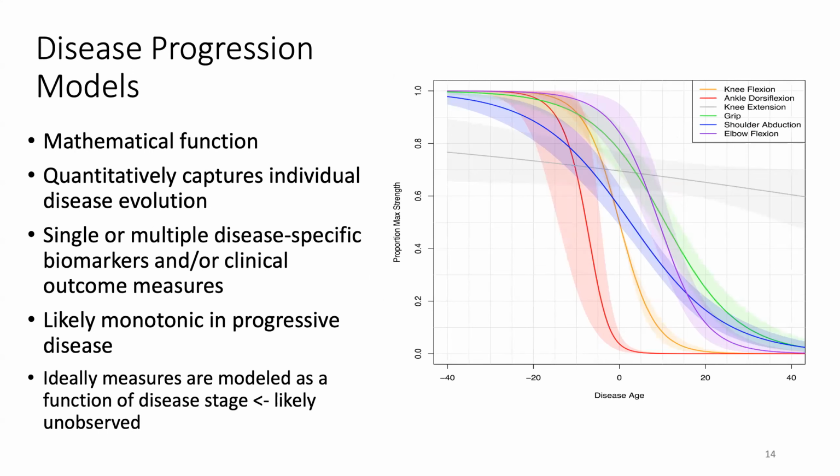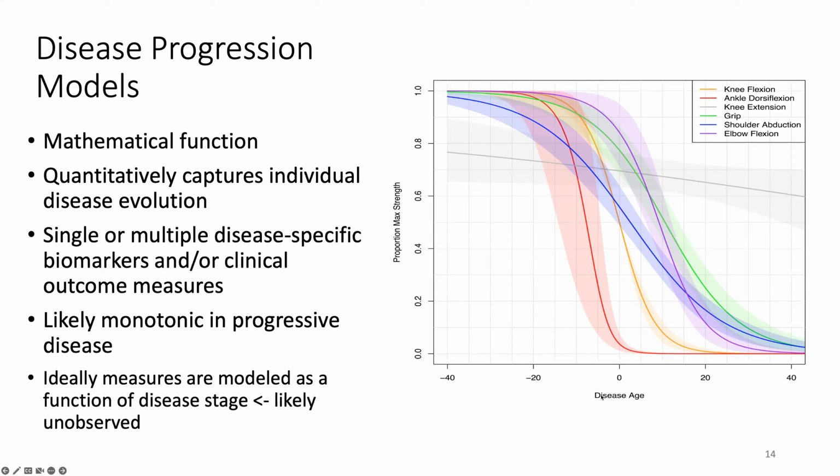Okay, so this is where disease progression models come in, and I'll try to highlight this at a very high level. Really, what's a disease progression model? A disease progression model is any mathematical function, and it aims to quantitatively capture individual disease evolution, doing so with either a single or multiple measures. So in this case, it's going to be multiple muscle groups of QMA. It's likely monotonic. That means it goes in the same direction. We're not expecting that one muscle will decline and then start to increase back up again. And this is likely true in degenerative or progressive diseases. And then finally, ideally, we can model this as a function of disease stage.